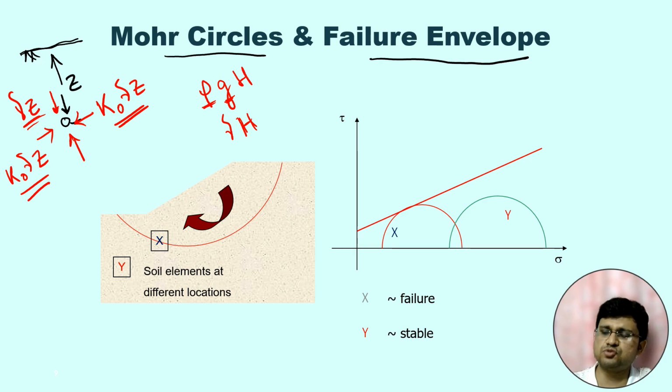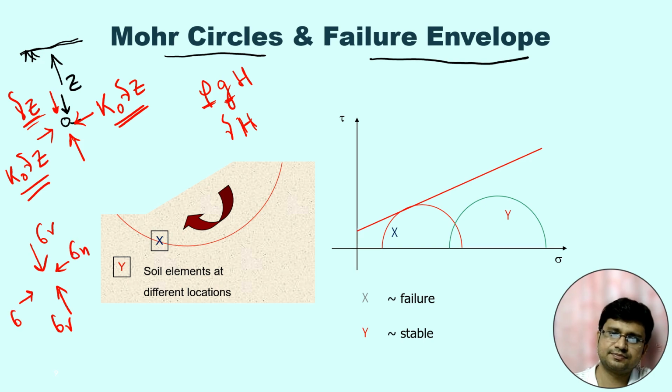And there are different equations for calculating k0. Normally k0 will be less than 1. So actually vertical stress is greater than the horizontal stress. So if we just draw the Mohr circle of one particular point, this y point, then the Mohr circle will be something like this. This is the Mohr circle.